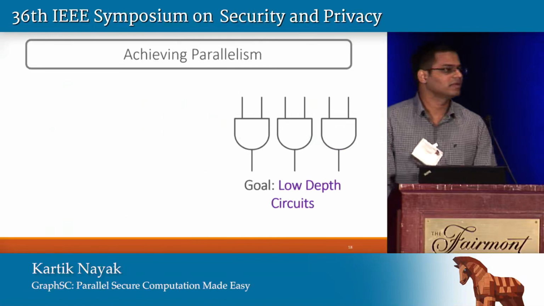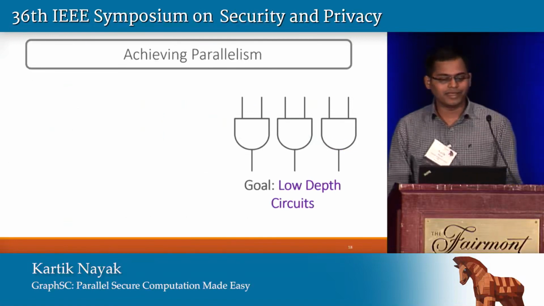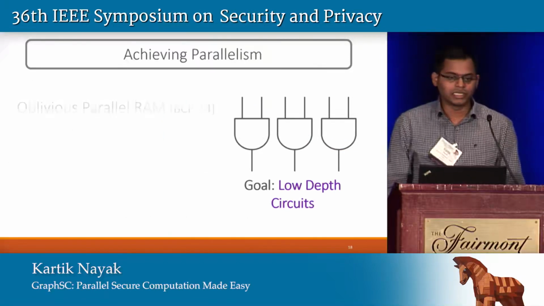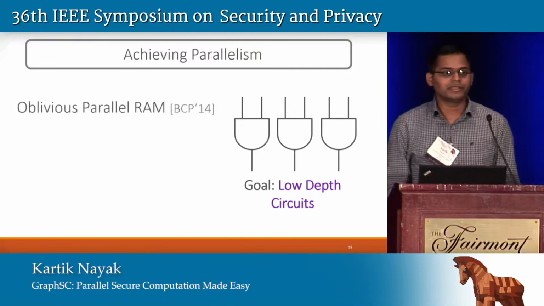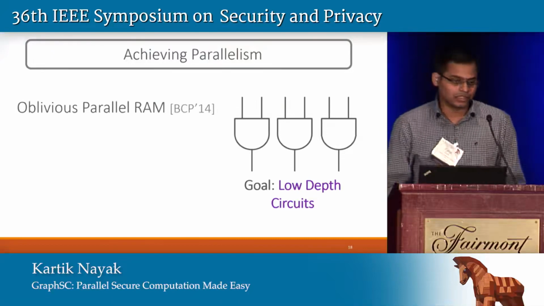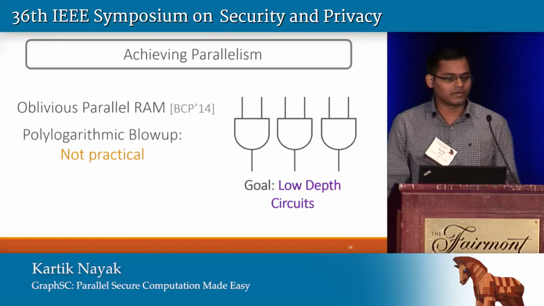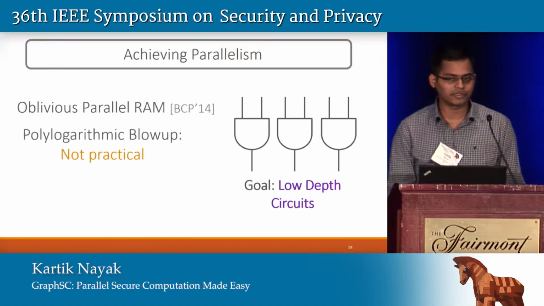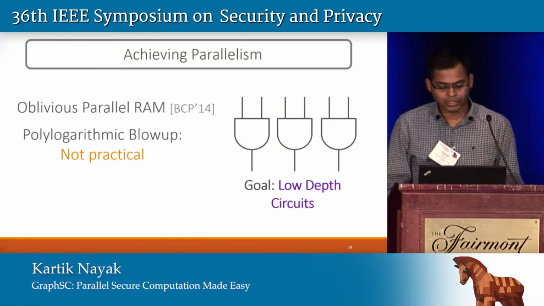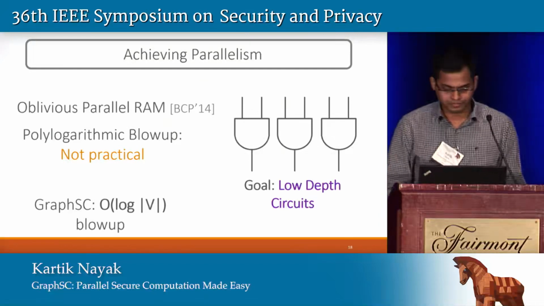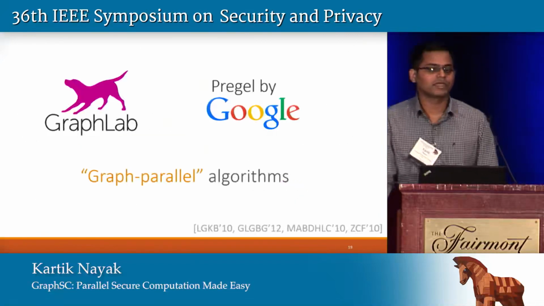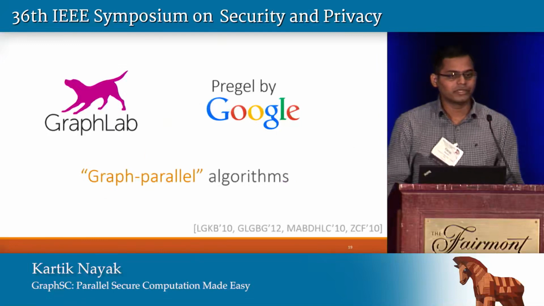Moreover, the focus of this paper is parallelism, and we intend to achieve low-depth circuits. There exists some prior work on oblivious parallel RAM, which can take any PRAM program and convert it into its oblivious version. However, in general, they have a polylogarithmic blow-up, and it is more of a theoretical feasibility result, and it's not practical. Whereas for the class of algorithms we consider, we just have an order log V blow-up, and it is more practical.